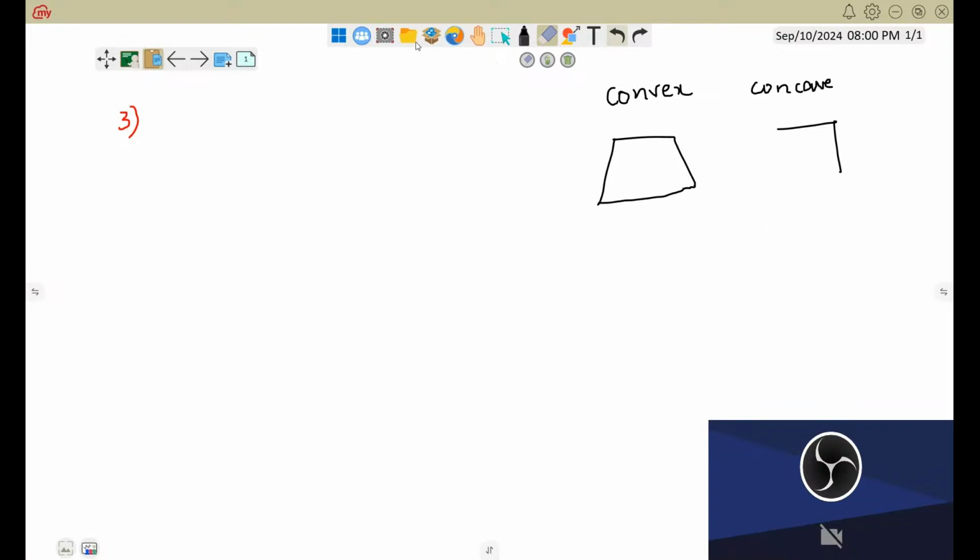Then we say it is concave. See, I am drawing a concave quadrilateral. It may be like this. Yes, it has four sides, but it is concave. Why? Because the angle here is more than 90 degrees. It is not an acute angle, it is more than 90. So we call it a concave quadrilateral. This is a convex quadrilateral. Okay, so the question is, to construct a convex quadrilateral, which of the following cases is not correct?